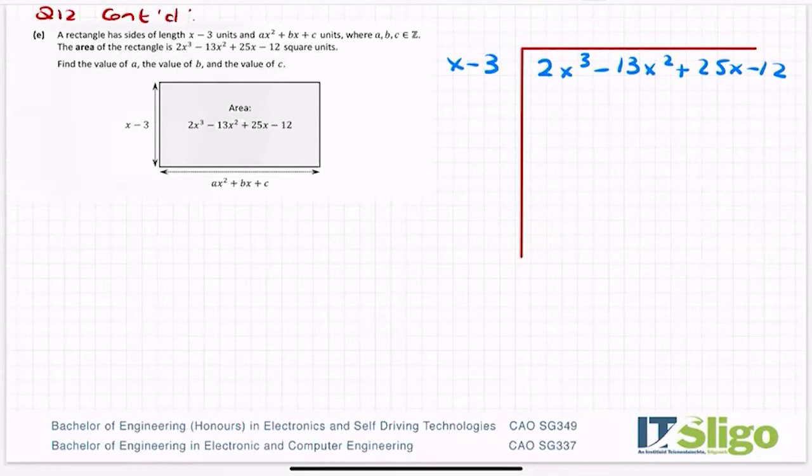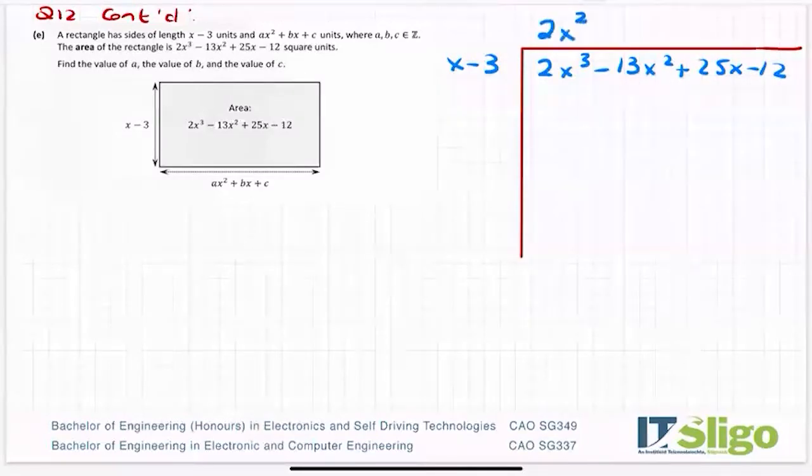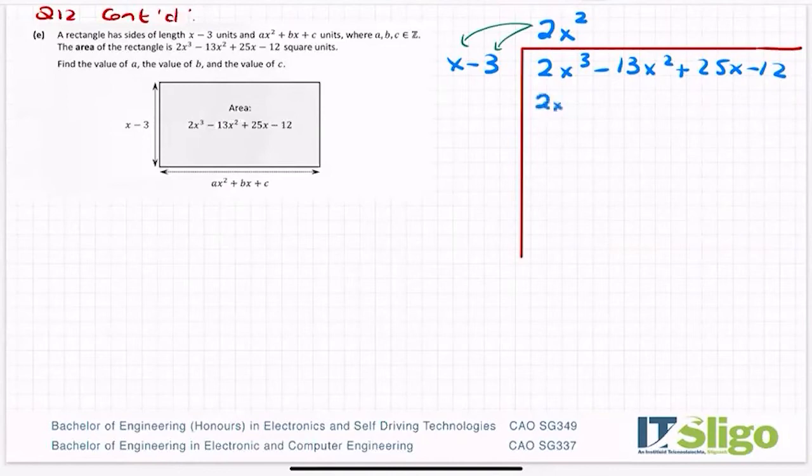2019 I think had one of these that we did nice and slowly to make sure that you're okay with it. So what must I multiply by x to bring it up to 2x cubed? Well, I need a 2 for sure, and I need 2 more of the x's, so 2x squared. Then I multiply that by both terms on the outside, so I get 2x squared by x, 2x cubed, and 2x squared by minus 3, which gives minus 6x squared. Put a line under it, change the sign.